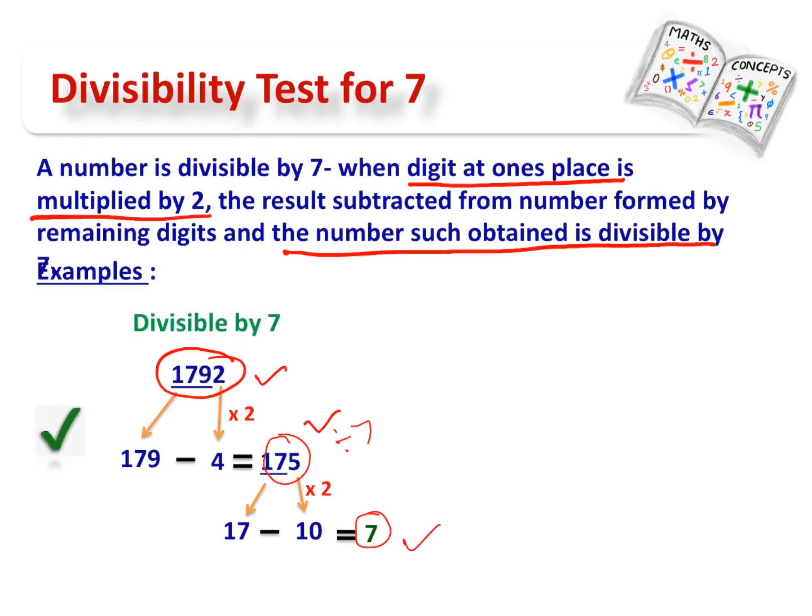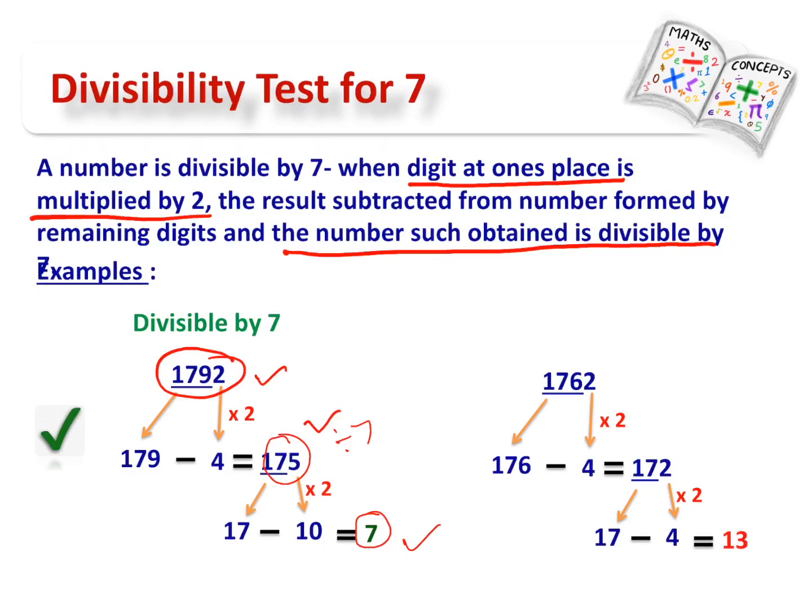Now let's take another example. 1762. 2 into 2 gives me 4 and I'll subtract it from the number 176, which gives me 172 as the answer. Now I'll apply the divisibility test again. 2 into 2 gives me 4 and I'll subtract it from 17, which gives me 13. Now I know that 13 is not a multiple of 7, that is, 13 is not completely divisible by 7, and that's why 172 is also not divisible by 7, and that is the reason 1762 is also not divisible by 7.